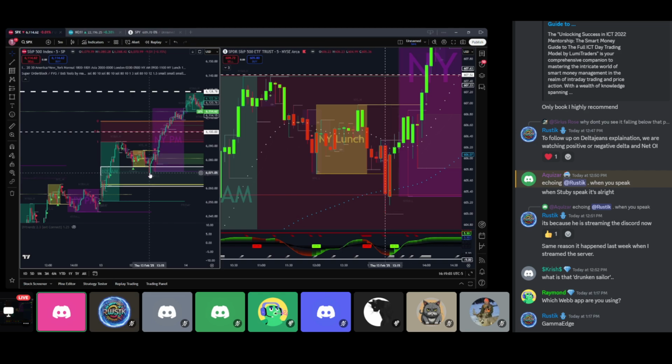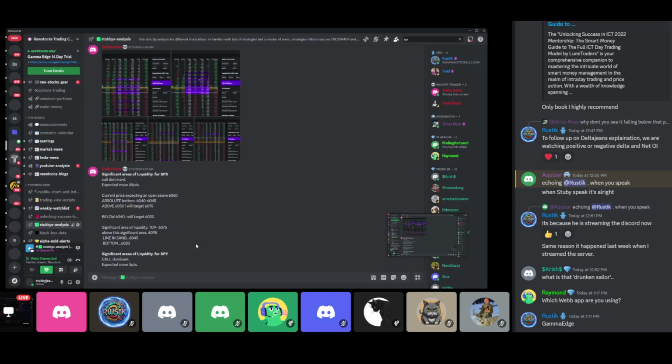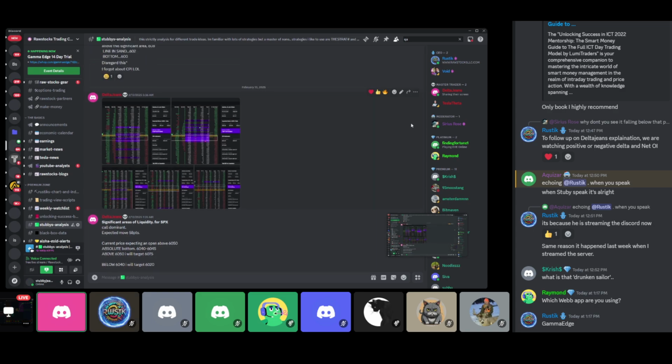All right. We're going to go back to the Discord itself again. Share screen, change windows. Above 650, I will target 675. So significant area of liquidity, top 675. So, and then I can go back to share the screen.